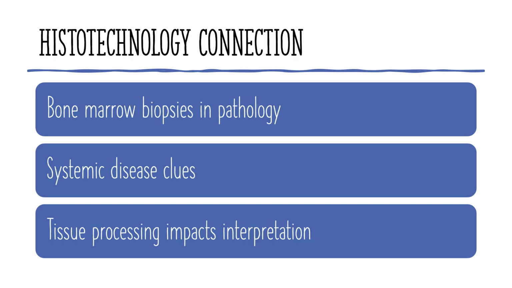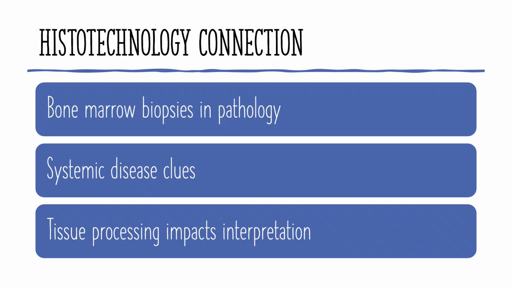You are not just processing tissue. You are preserving biological evidence of cell development. Bone marrow morphology gives pathologists clues about systemic disease processes happening throughout the entire body. A subtle fixation issue, overstaining, or poor section quality can completely change how maturation patterns appear under the microscope.